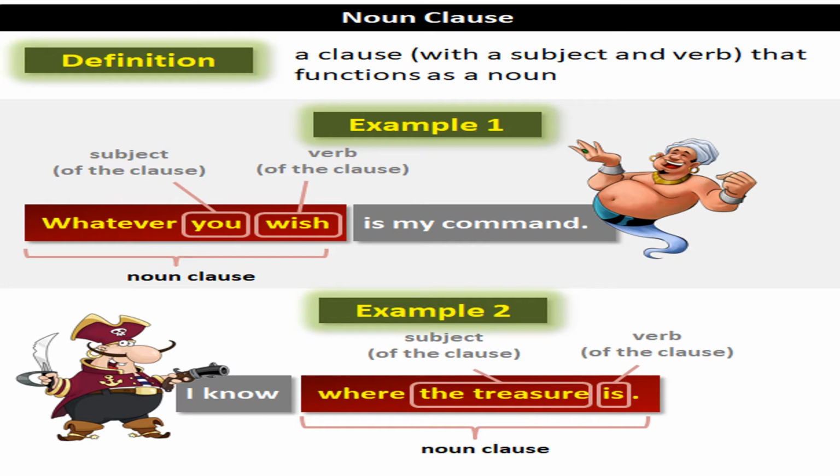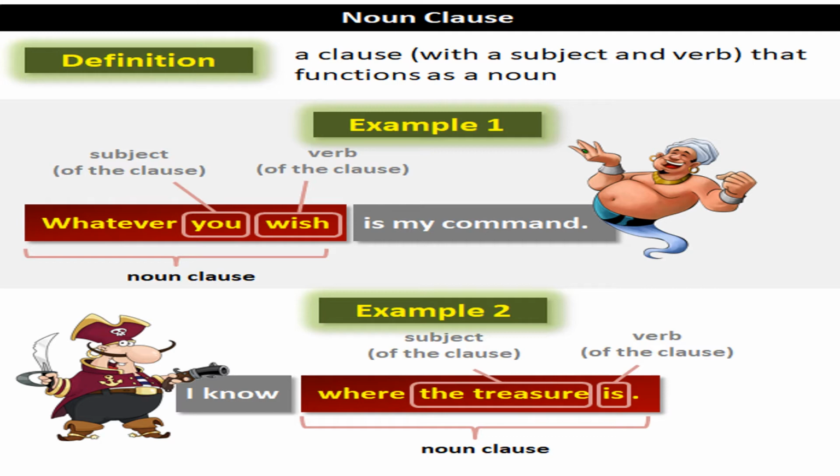Look at the example here. Whatever you wish is my command. Whatever you wish. Over here, this group of words, whatever you wish, has the subject you and has the verb wish. It is a clause. What type of a clause? A noun clause, because this part of the sentence functions as a complete noun. Whatever you wish is my command.